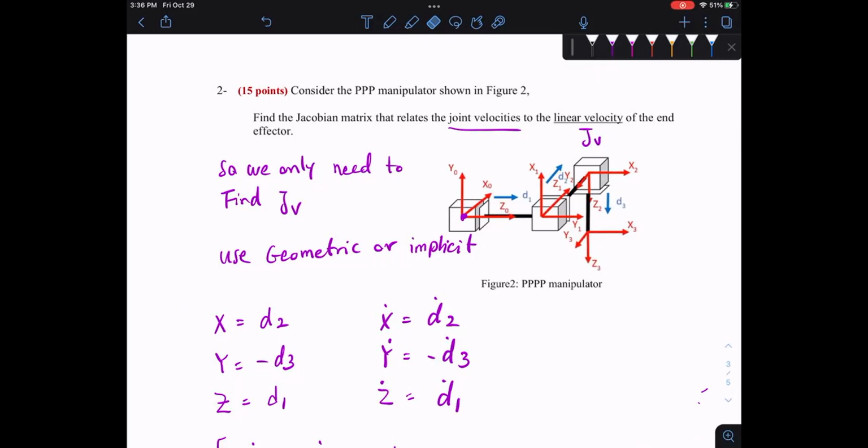Right? So if you calculate J omega and say, oh, that's going to be all 0, and I'm going to give you the full Jacobian, you're going to lose points because that's not what I asked. I want to know if you understood what that sentence means. If I say find the position of the end effector with respect to the base frame, I mean the position X, Y, Z with respect to the base frame.